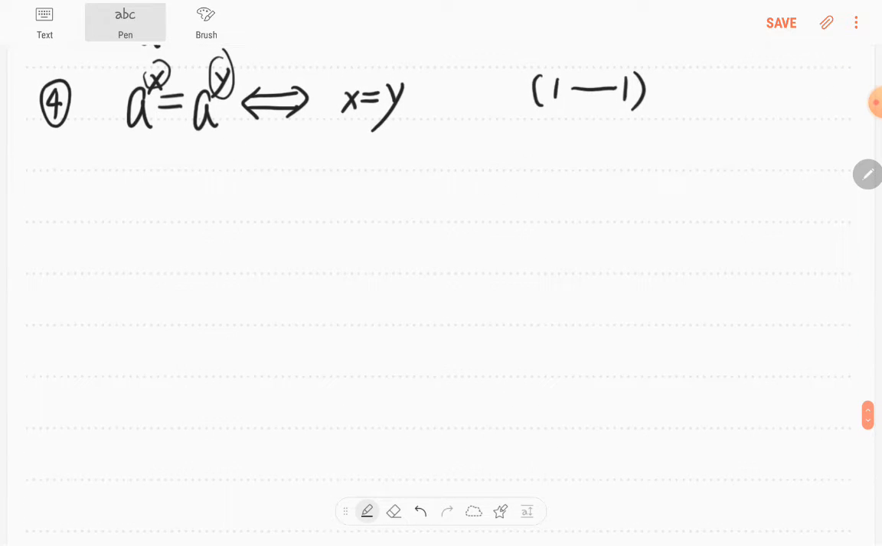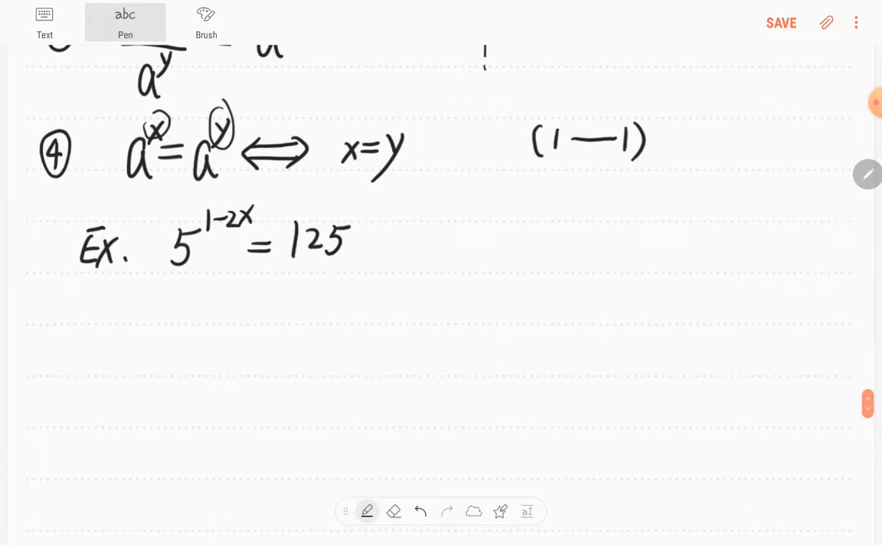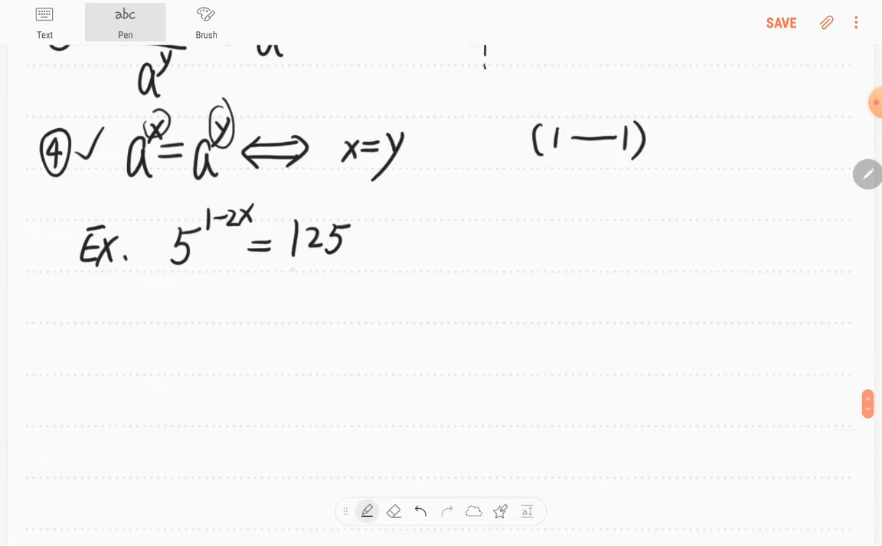So now let's look at some examples using this property to solve some exponential equations. 5 to the 1 minus 2x is equal to 125. Okay, let's solve this one. In order to use this property, we need to change the right side as 5 to something, right? It's not hard. You will see that 125 is actually 5 to the third.